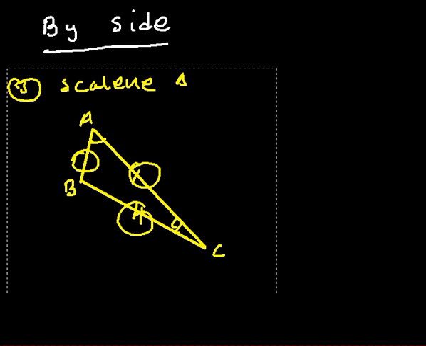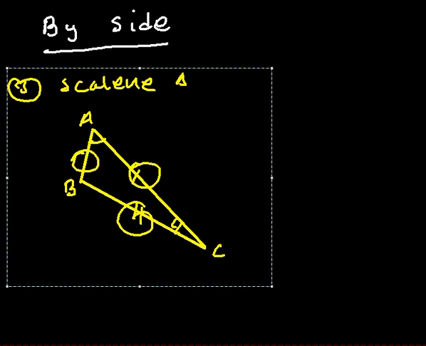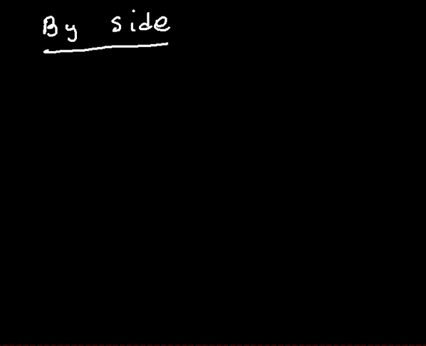And let's classify triangles in terms of the angles. So we have what we call an acute angle. So let's classify the triangles in terms of the angles.